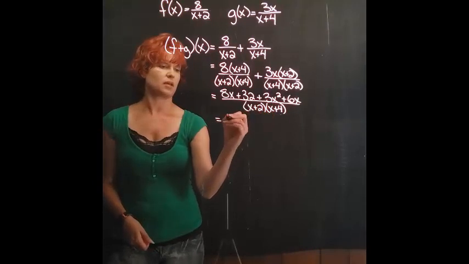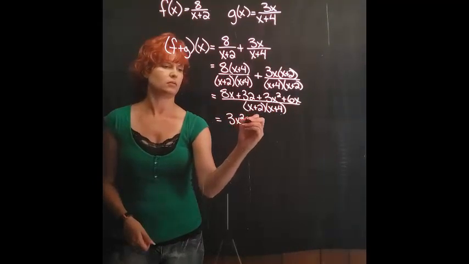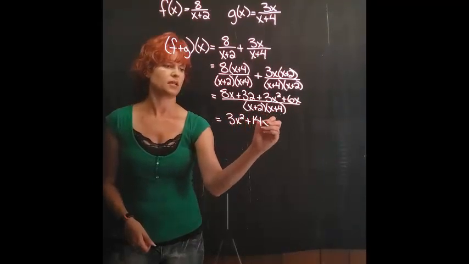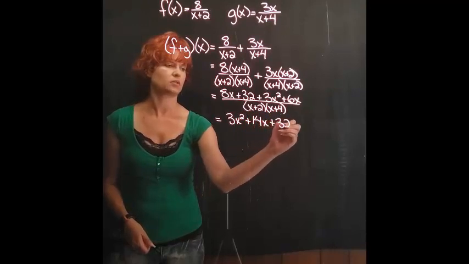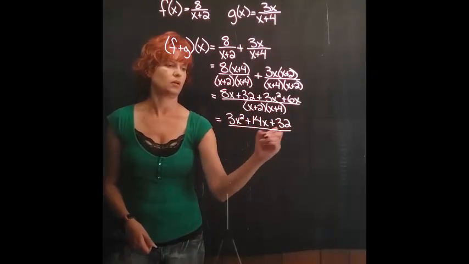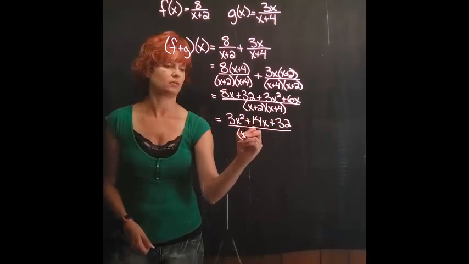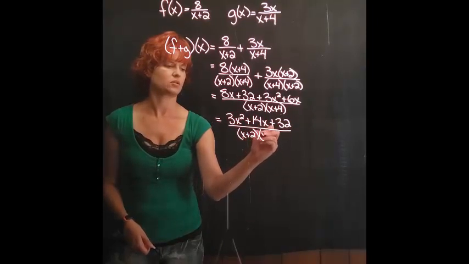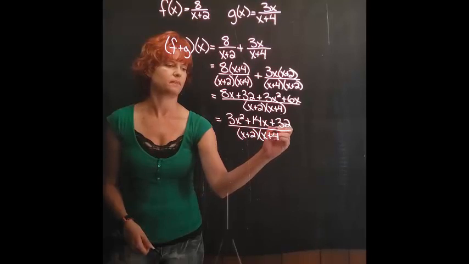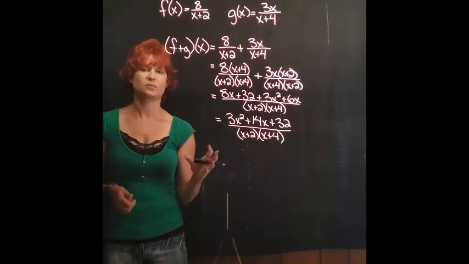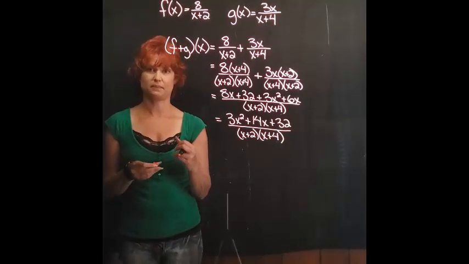So this is going to be 3x squared plus 14x plus 32, all divided by x plus 2 times x plus 4. So that's what happens when we add them together.